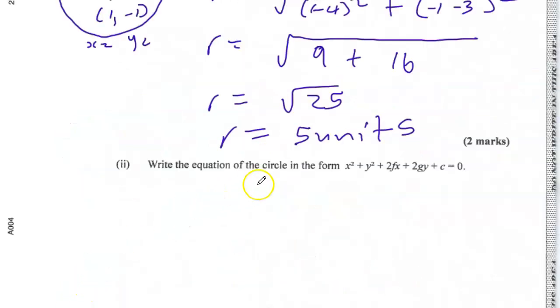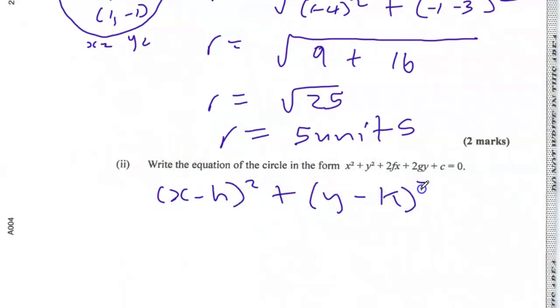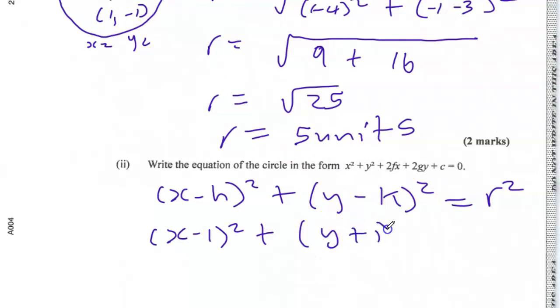Okay, next we're asked to write the equation of the circle in the expanded form there. So the equation for a circle is given as x minus h all squared plus y minus k all squared equals r squared, where h and k represent the center. H is the x coordinate, which is 1. So x minus 1 all squared. And k is the y coordinate, which is -1, so it's y plus 1 all squared, equals r squared. Remember r is 5, so equal to 5 squared.